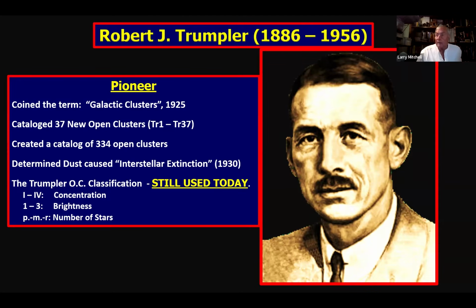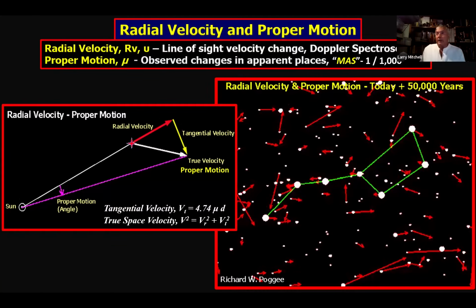So I need to cover a few things to talk about from the science point of view, and do some explanation so that people can understand some of what I'm talking about later on. First off is radial velocity and proper motion. Stars, open clusters, all objects in our Milky Way galaxy and in the universe, in fact, are in movement. When we talk about radial velocity, we're talking about line of sight velocity.